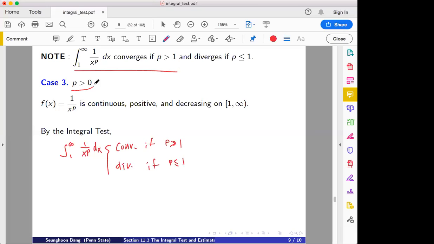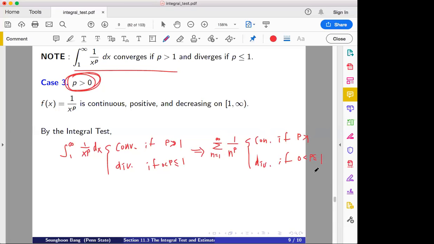In this case, the third case, p is greater than 0. You can use the integral test, and the corresponding series has the same result, convergent or divergent, depending on p. If p is greater than 1, convergent. If p is in these numbers, divergent. Is that right?